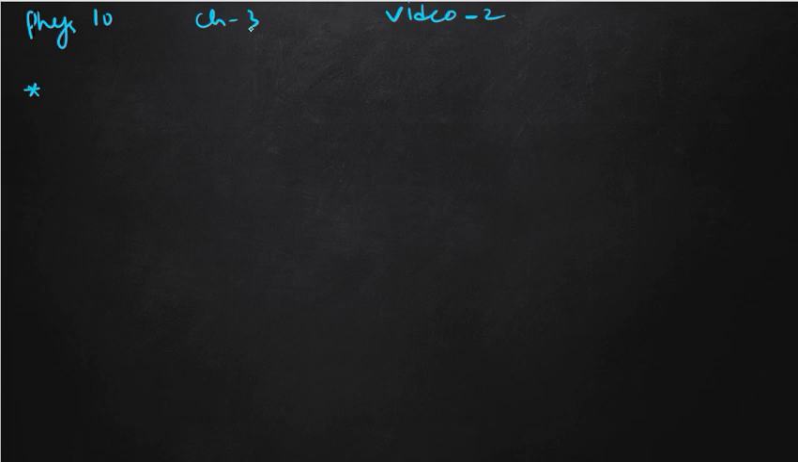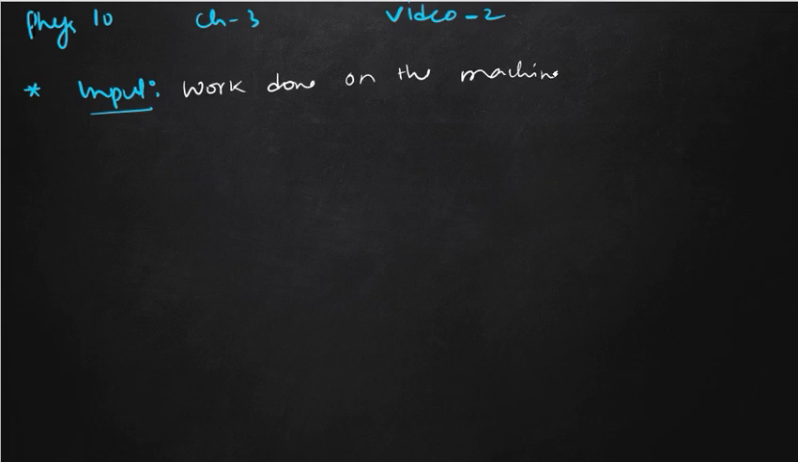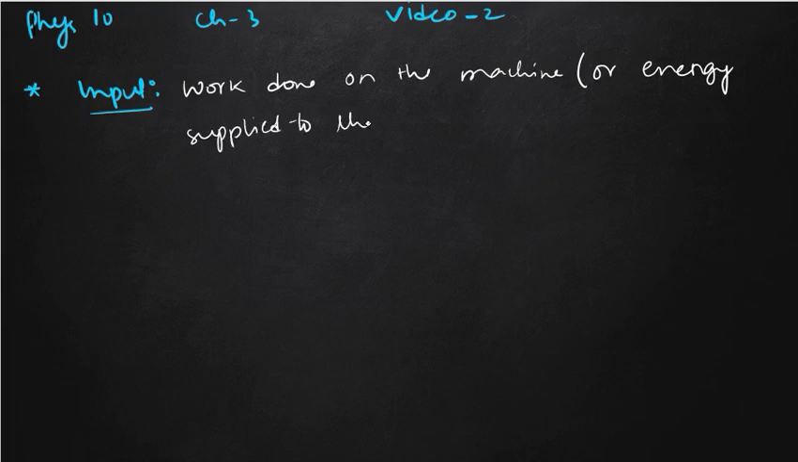So the first term is our input. What is input? It is the energy supplied to the machine, or in physics we say, it is the work done on the machine. Input is the work done on the machine, or simply we can say, the energy supplied to the machine, is called our input.